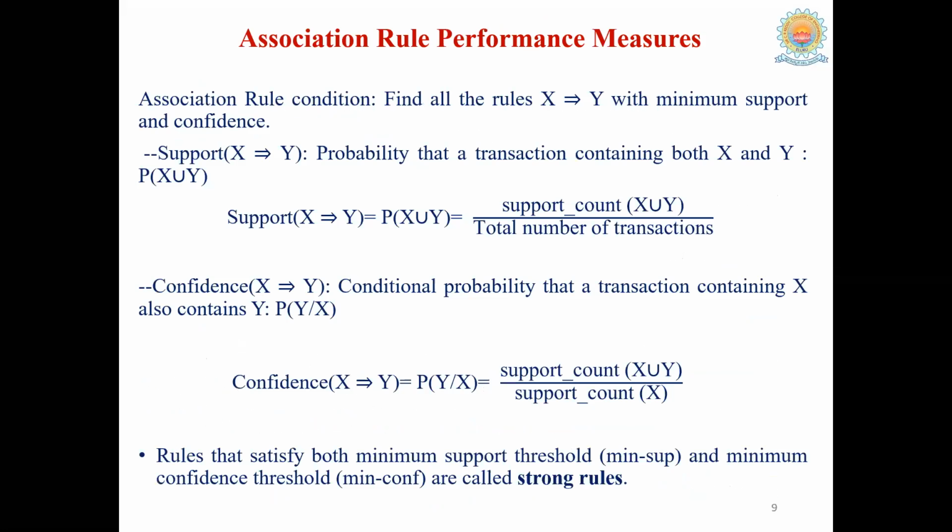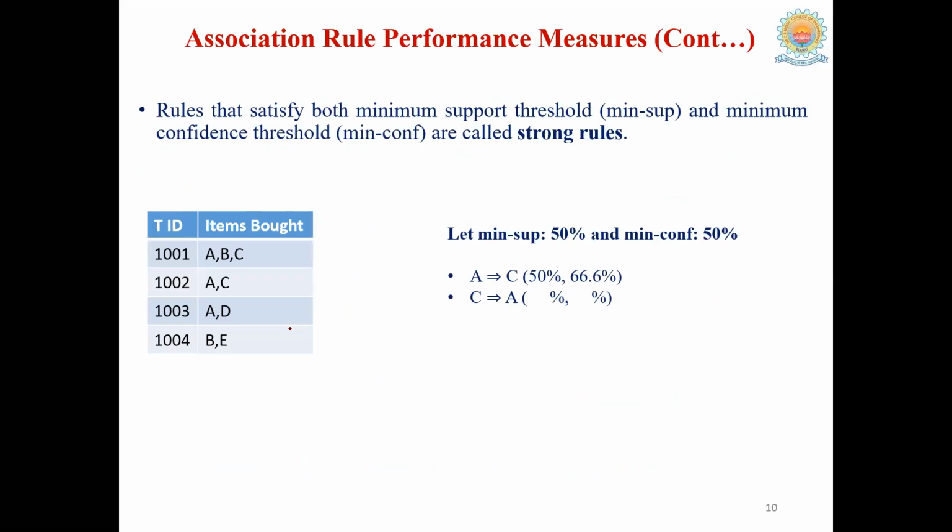So for a rule X implies Y, the support is given as the probability that a transaction contains both X and Y, whereas the confidence is the conditional probability that a transaction containing X also contains Y. So if a rule satisfies both minimum support and confidence thresholds, such rules are called strong rules.